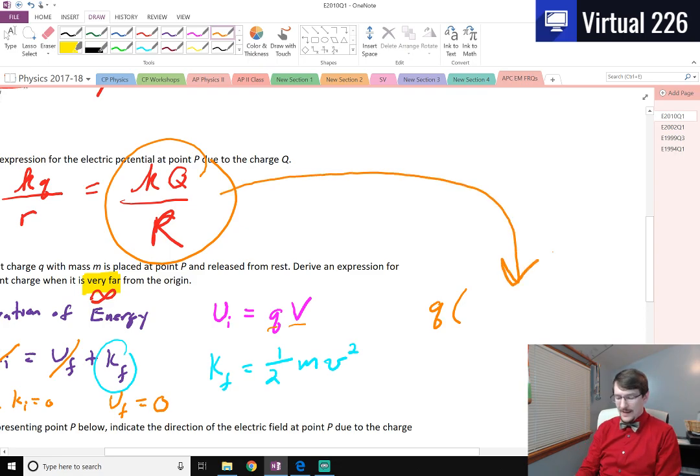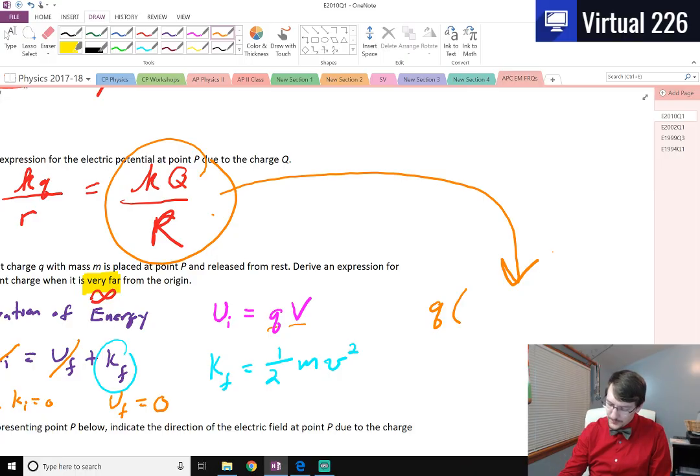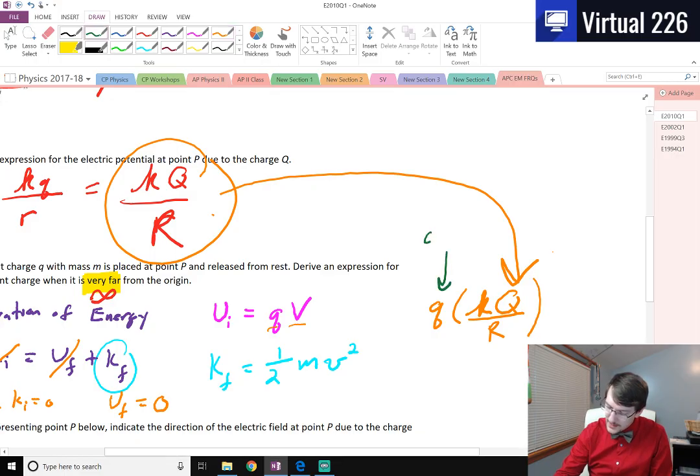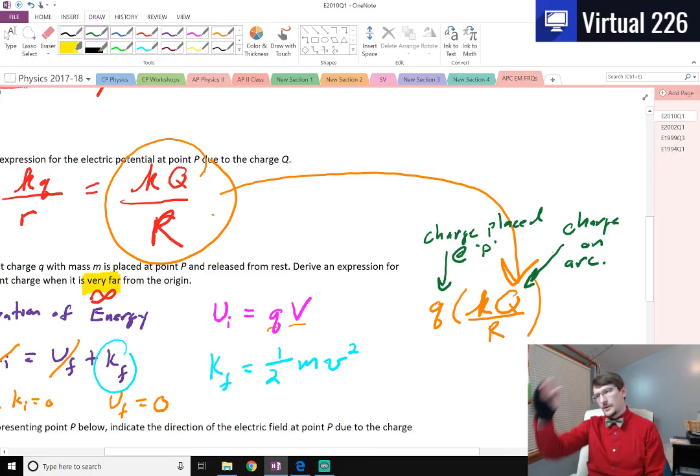I'm using it. If that answer you got for the potential is wrong, but you use it anyways, you'll get a continuity point for that. They'll keep giving you points as you go forward. So we're going to get the charge we placed times kQ over R. Note, these Q's are different. This is the charge that's placed at point P. And then this here is the charge on the arc. Okay, so that's the arc there.